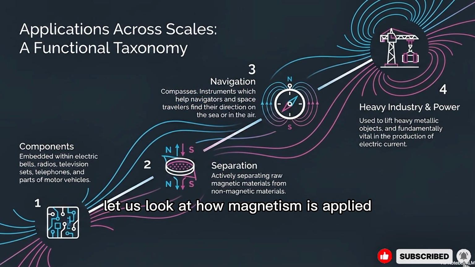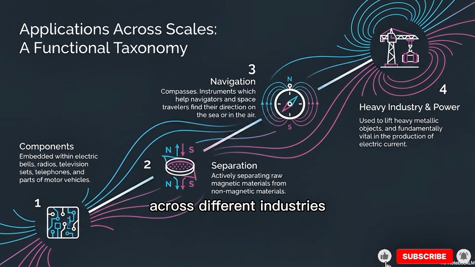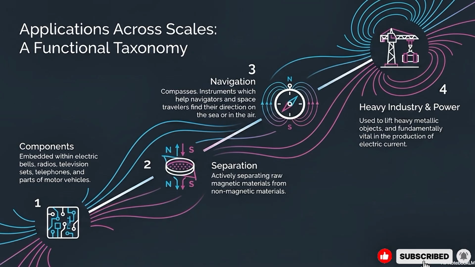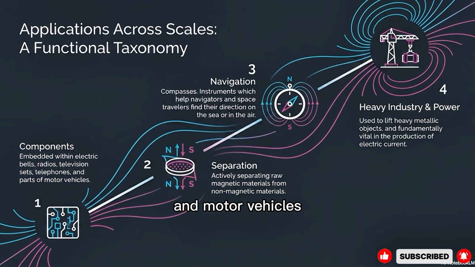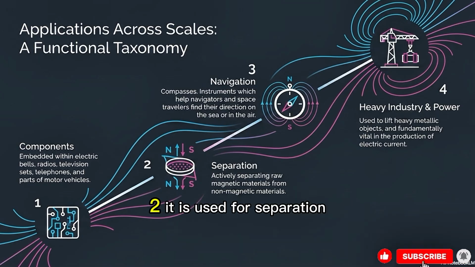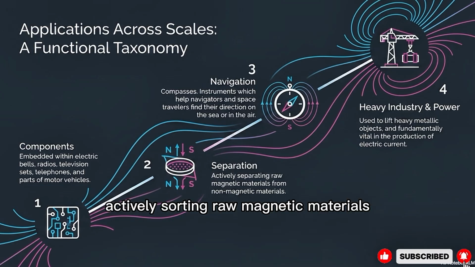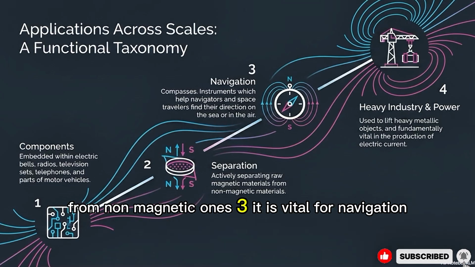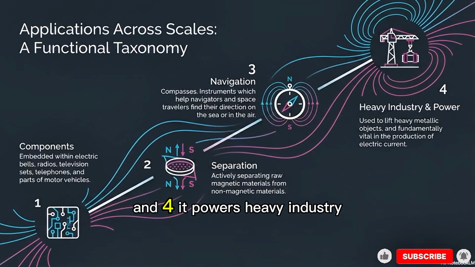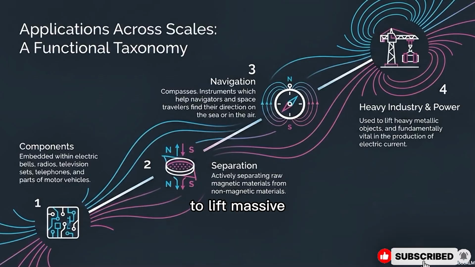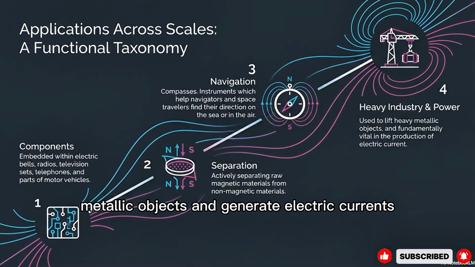Let us look at how magnetism is applied across different industries using a functional taxonomy. 1. It is used in components embedded within electric bells, radios, televisions, and motor vehicles. 2. It is used for separation, actively sorting raw magnetic materials from non-magnetic ones. 3. It is vital for navigation using compasses to help travelers find their direction. And 4. It powers heavy industry to lift massive metallic objects and generate electric currents.